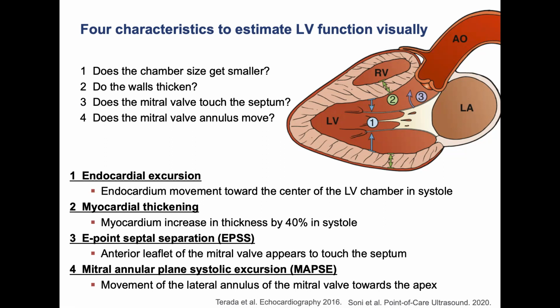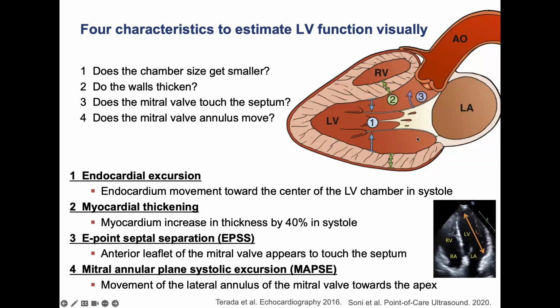EPSS is going to be E-point septal separation. So that's going to be, does this anterior leaflet reach up and touch the septum or appear to touch the septum? And that can help us estimate it. And then the 4th one is MAPSE, or mitral annular plane systolic excursion, which is shown right here. This is, does that lateral annulus of the mitral valve reach up and move towards that septum?